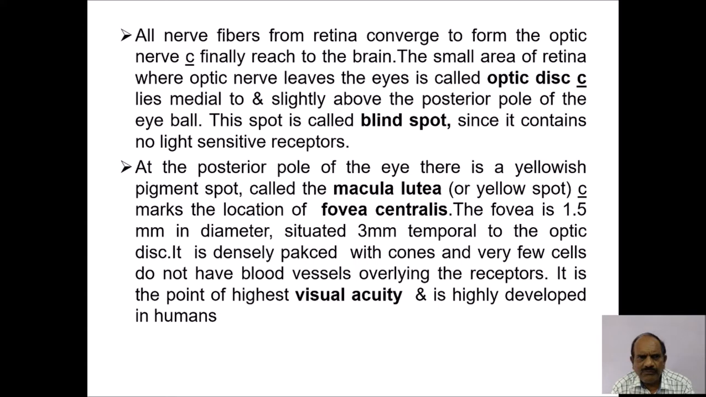The fovea is 1.5 mm in diameter, situated 3 mm temporal to the optic disc. It is densely packed with cones and very few rod cells and does not have blood vessels overlying the receptors. It is the point of highest visual acuity and is highly developed in humans.